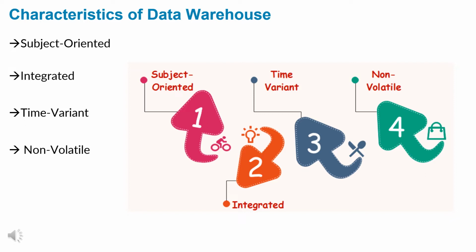Last is non-volatile. A data warehouse is always a physically separate store of data transformed from the application data found in the operational environment. Due to this separation, a data warehouse does not require transaction processing, recovery, and concurrency control mechanisms. It usually requires only two operations in data accessing, that is initial loading of data and accessing of data.